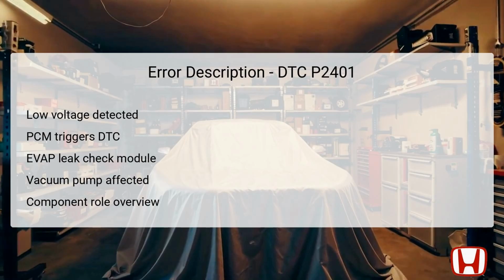The vacuum pump, which is part of this module, generates a vacuum to check for leaks in the EVAP system. It's typically located near the fuel tank or in the engine bay, depending on the specific vehicle configuration. When the PCM sends an off signal to the pump, it expects no voltage drop. However, if low voltage is detected whereas it shouldn't be, the PCM will store this diagnostic trouble code as a fault indication. Understanding these components' roles is essential in diagnosing and repairing the system effectively.